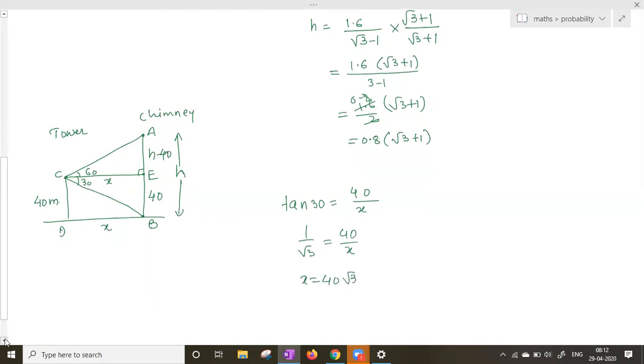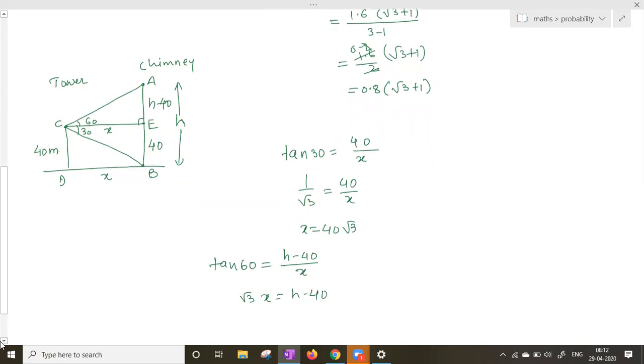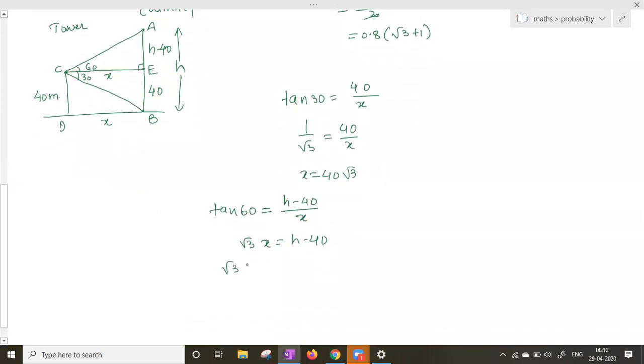And then the other triangle, the upper triangle, tan 60 is equal to H minus 40 by X. Root 3 X is equal to H minus 40. Substitute the value of X. Root 3 into 40 root 3 is equal to H minus 40. So 40 root 3 into root 3 is 3. 3 into 40, 120 plus 40 is equal to H. H value is 160 meter. It is more than 100, so it has followed the rule.